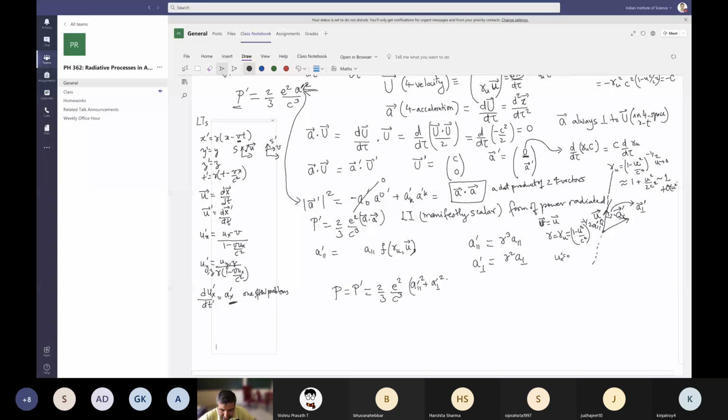So this is the total acceleration squared, the sum of the acceleration along the direction of instantaneous velocity and perpendicular to it. When written in terms of the lab frame measured acceleration, it's nothing but 2/3 e squared by c cubed times gamma to the power of 4 times (gamma squared a parallel squared plus a perp squared). Is this clear? I just substituted this in this formula. You see how sensitively it depends on gamma.